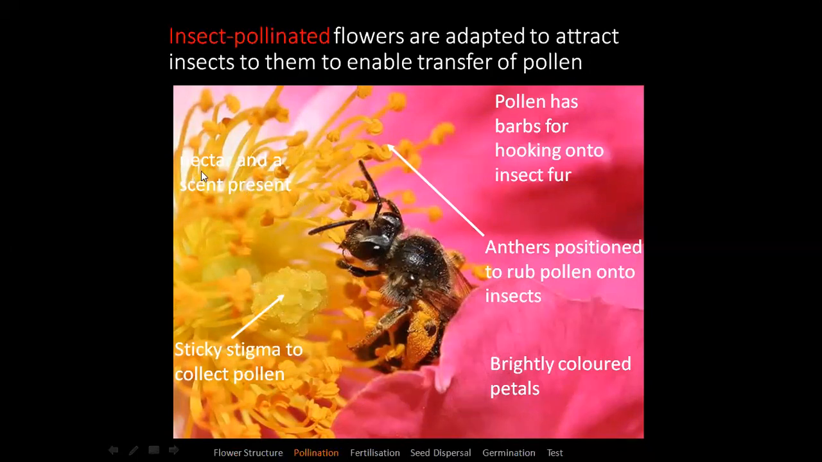Another adaptation: they contain nectar and scent. These flowers contain a sugary substance that attracts the insect for pollination. And the stigma is sticky, so that it will collect the pollen grain easily.